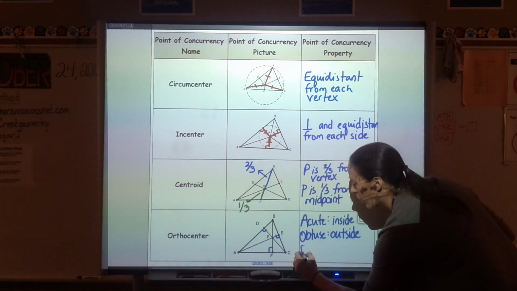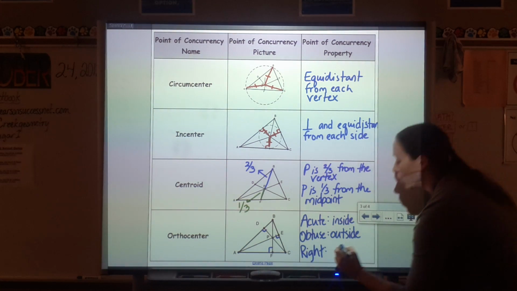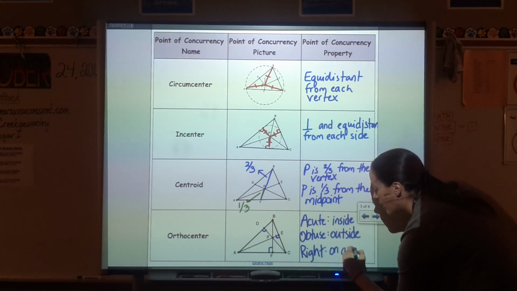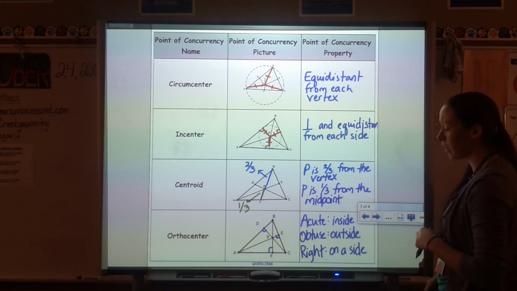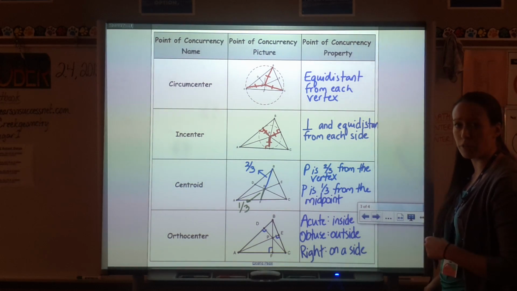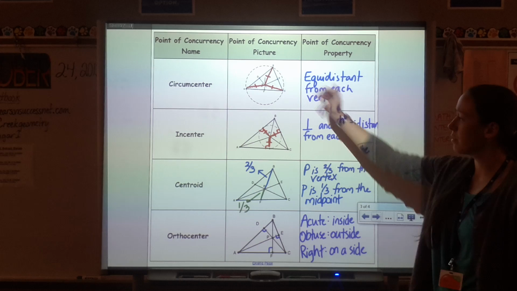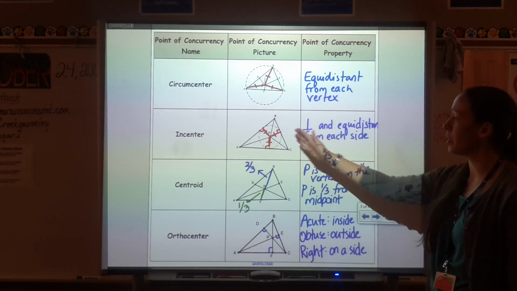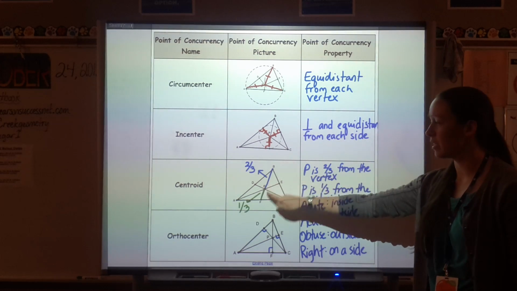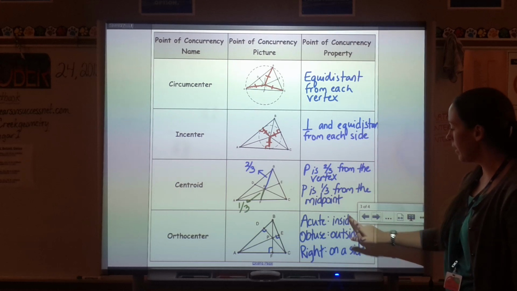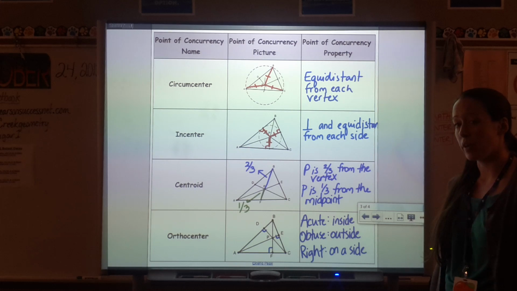And finally, if you have a right triangle, the position of the orthocenter will be on a side of the right triangle. So it's not inside, it's not outside, it is on a side of that right triangle. So think about your unique properties. Equidistant from each vertex, perpendicular and equidistant from each side, a 2/3, 1/3 relationship here pertaining to length of the median, and then the position or location of the orthocenter in terms of what type of triangle you have.